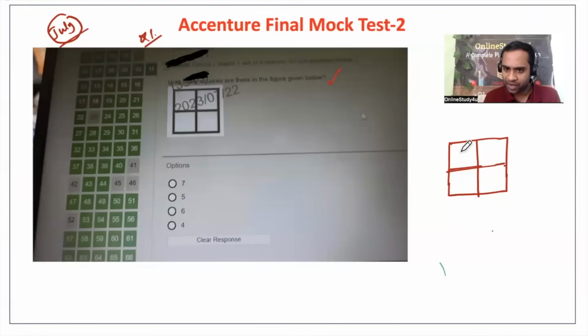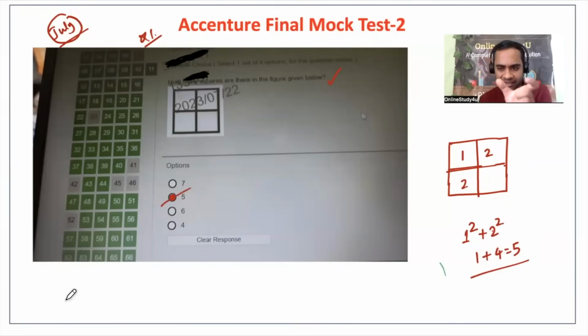So friends, you can see, you can mark this number 1, 2, and here 1, 2. That means rows are 2 and columns are also 2. So what you can do here is 1 square plus 2 square. 1 square will be 1, 2 square will be 4. So you can simply mark that there are a total of 5 squares inside this given figure.